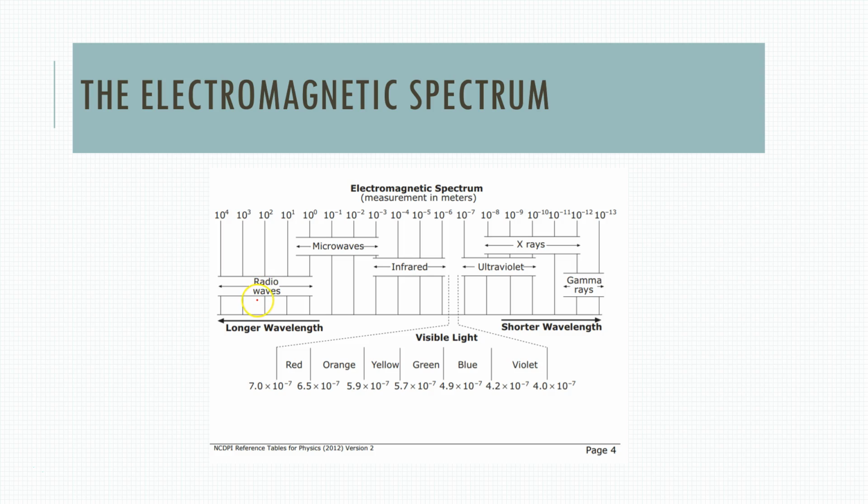Electromagnetic spectrum is made up of electromagnetic waves. This is on your reference table. Obviously, it's on page 4, as you can see. It doesn't tell you what electromagnetic waves are. If you think about the word, it's waves that have both electric and magnetic properties. So they are composed of both of those characteristics. They travel through space.